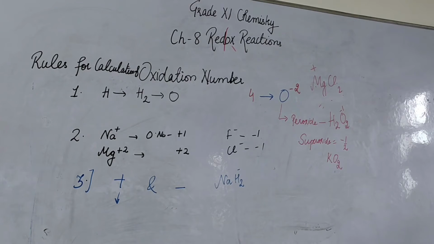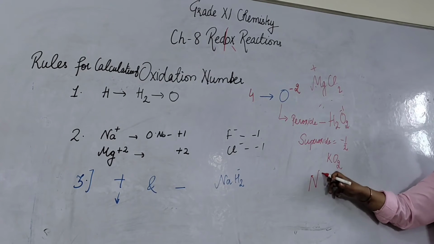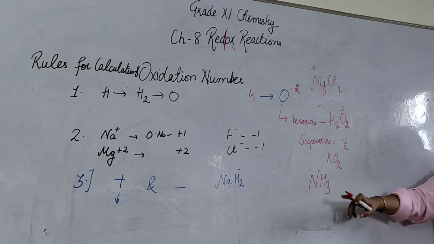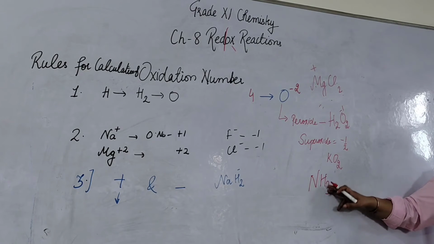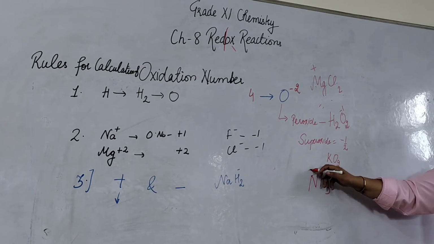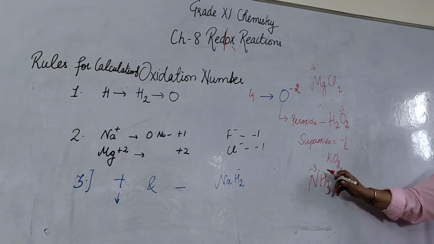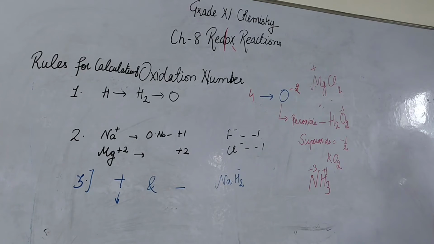Next, if a compound is formed by union of two different non-metal elements, the element which is more electronegative always has a negative oxidation state. Suppose NH3. Hydrogen can react with metal as well as with non-metal. So in this case, nitrogen is more electronegative than hydrogen, so it will acquire a negative oxidation state and hydrogen will acquire a positive oxidation state. Fine, I have already discussed the concept of hydrogen.